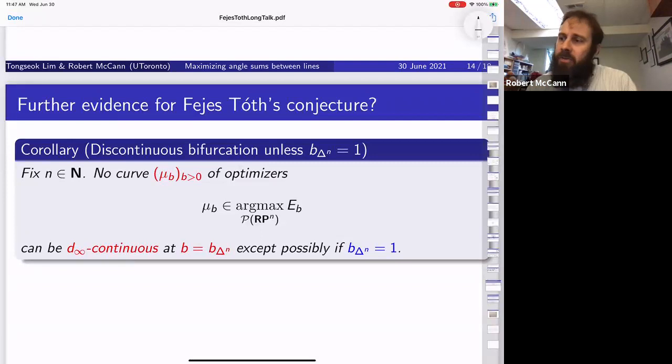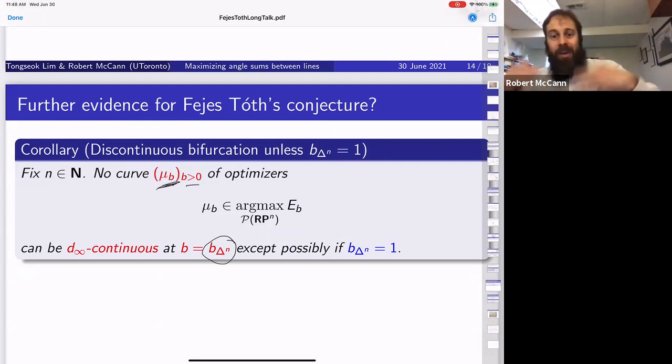And now, as a consequence of these results, you can also see that if you studied a curve of optimizers parameterized by B, at the threshold, that curve is going to have to jump from this non-conjectured optimizer to the conjectured optimizer as you pass through the threshold. So this curve has to be a discontinuous function of B at the threshold, except possibly at B equal 1.